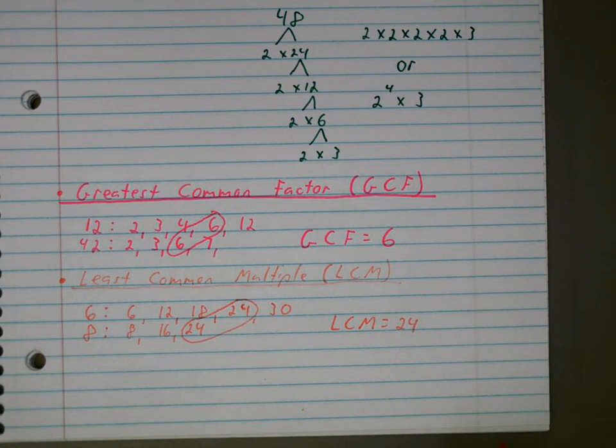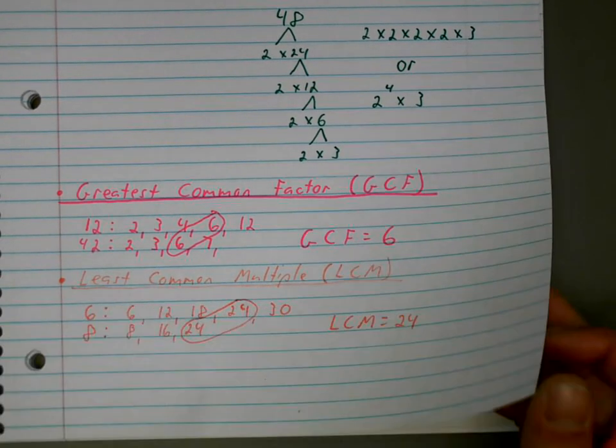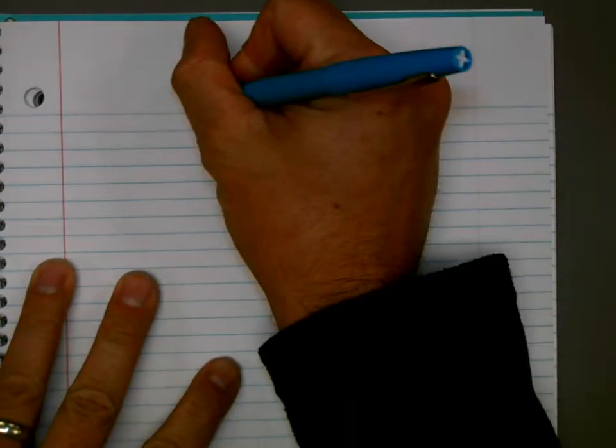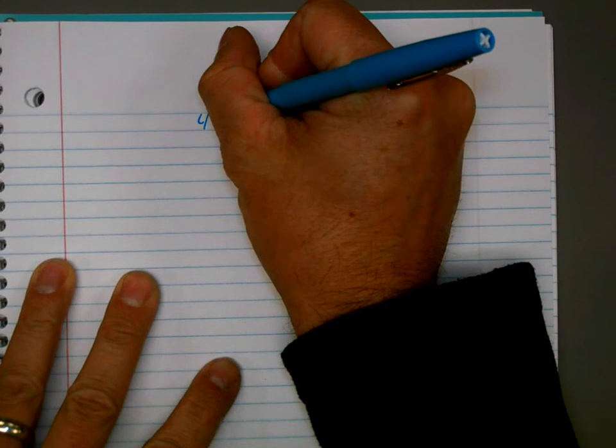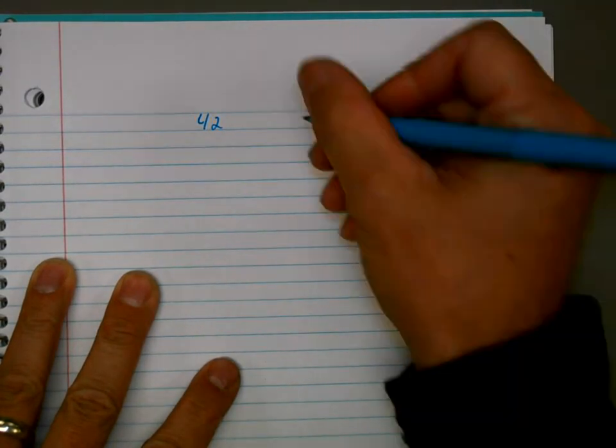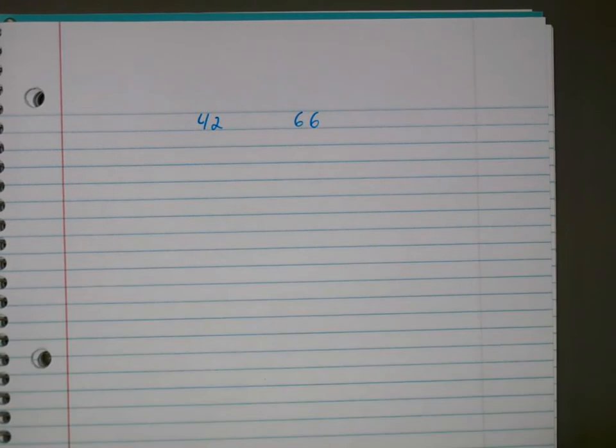Now there's another way that I'm going to show you. It's kind of nice because it gives you the GCF and the LCM all in one shot. So I'm going to turn the page. And this is also going to help lead into something else that we're going to be discussing pretty soon. So if I have 2 numbers, we'll say 42 and 66, and I want to find the GCF and the LCM of these.